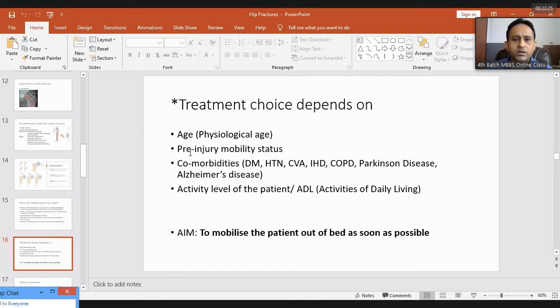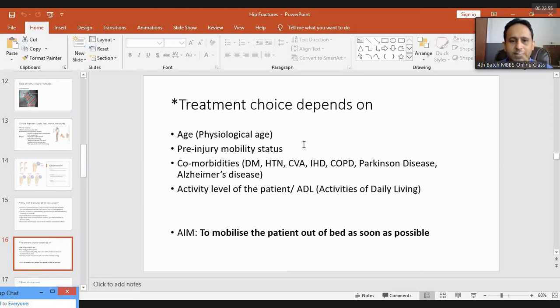Another important factor is pre-injury mobility status. If the patient is already bed-bound before injury, then doing surgery is not going to make any difference. But if the patient is actively mobile before injury, a community ambulator, or uses walking sticks to walk around, then it is worthwhile to take the risk of surgery and make the patient up and about.